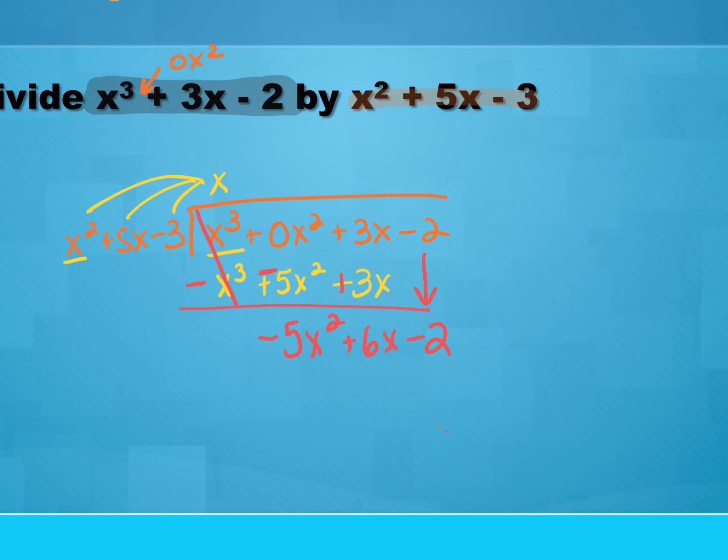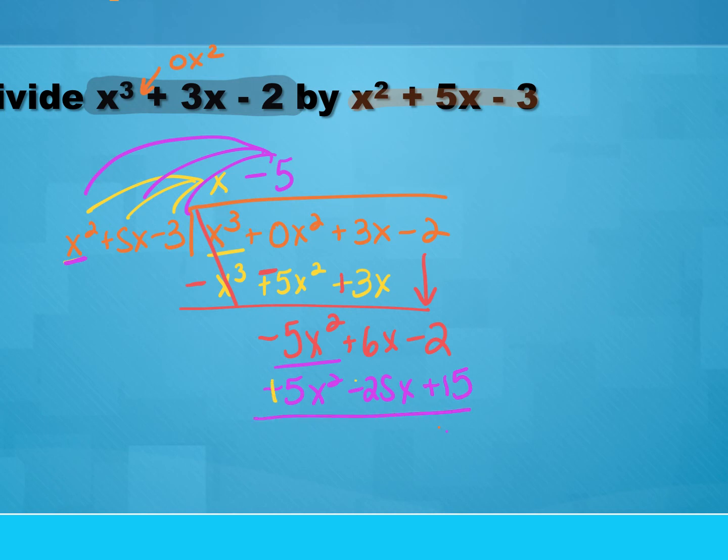Repeat that process. What do I multiply x squared by to get to negative 5x squared? Negative 5. Good. So negative 5 gets multiplied times all three terms. Negative 5 times x squared, which is negative 5x squared. Negative 5 times positive 5x, negative 25x. Negative 5 times negative 3, positive 15.